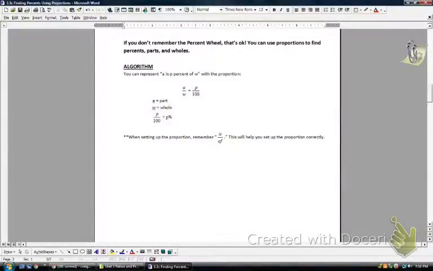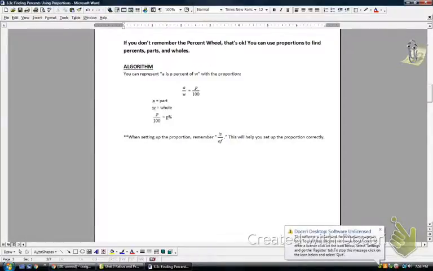If you don't remember how to do the percent wheel, that's okay. Like I said, I'm not very good at it, and so I have a different way to do it. You can use proportions to find percents, parts, and wholes. And I feel like for a lot of you, the proportions will work well. You've done well on the proportion unit and everything that we have learned up till now. So hopefully this will be a little bit different and maybe easier for some of you than the percent wheel.